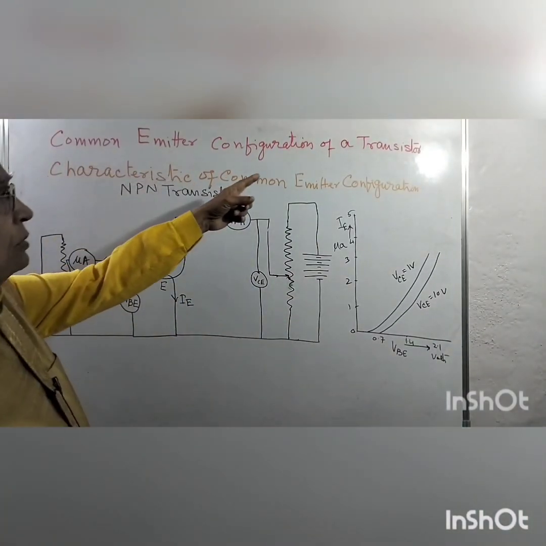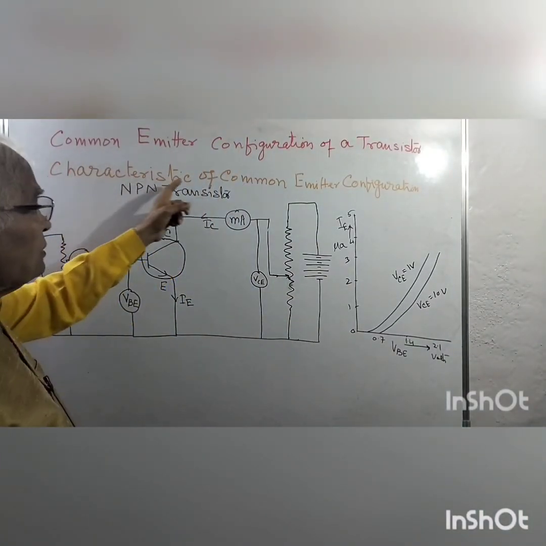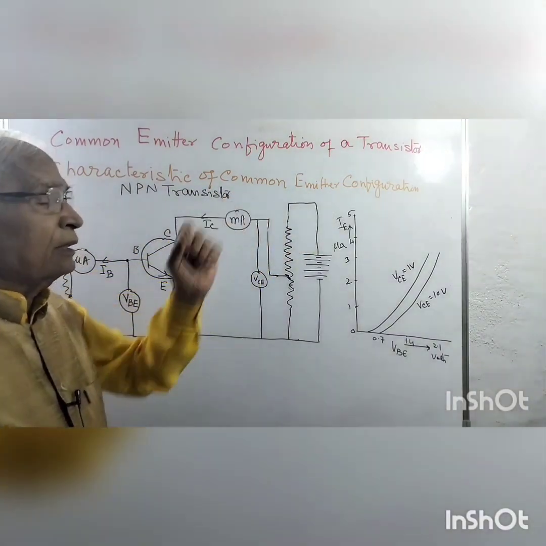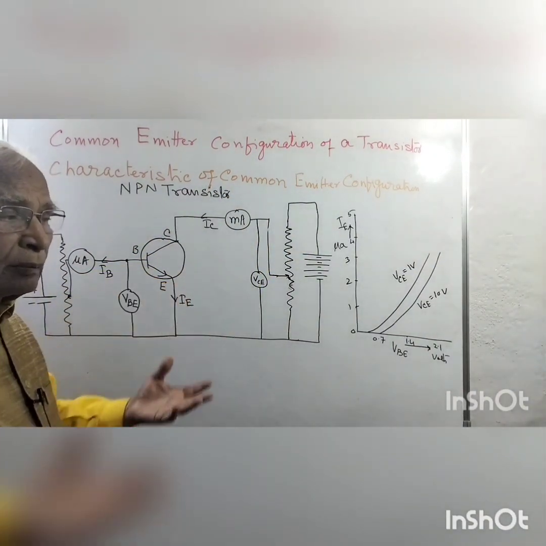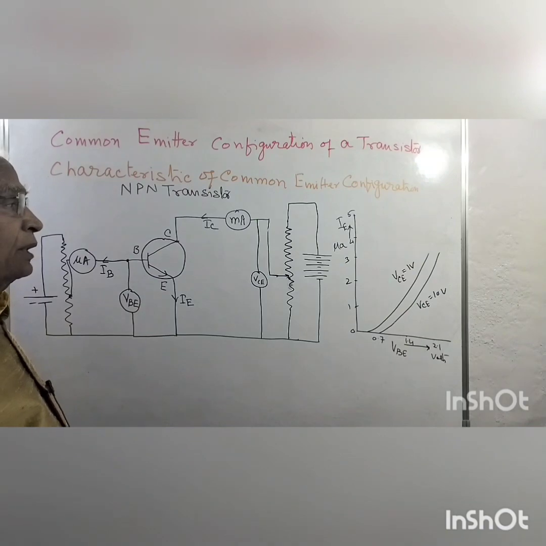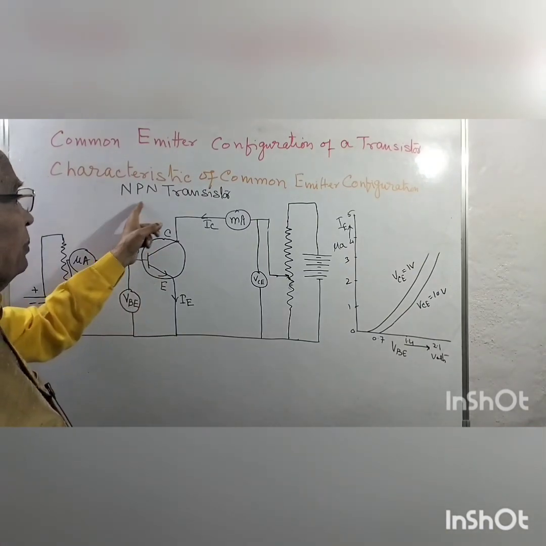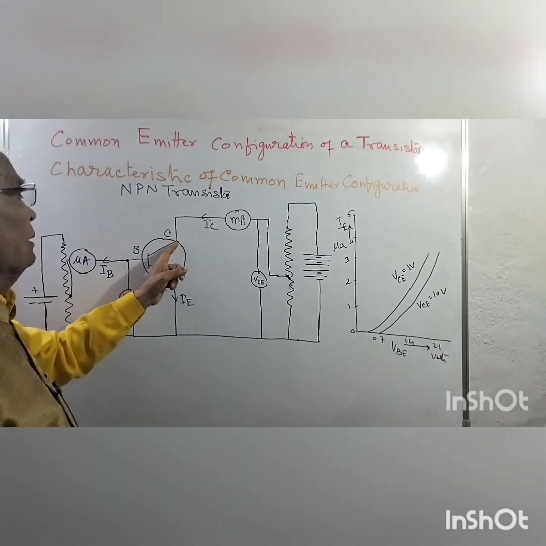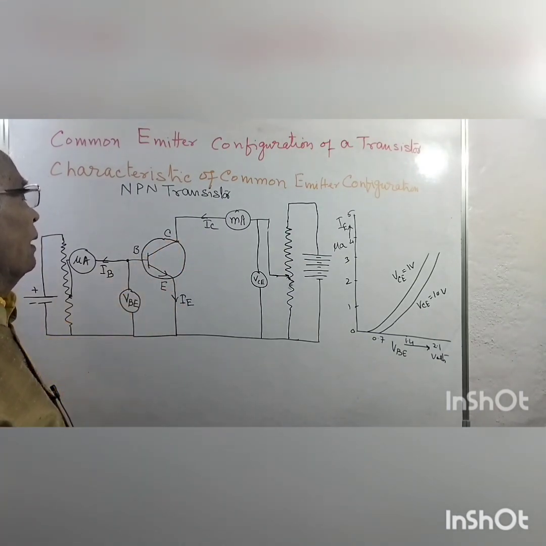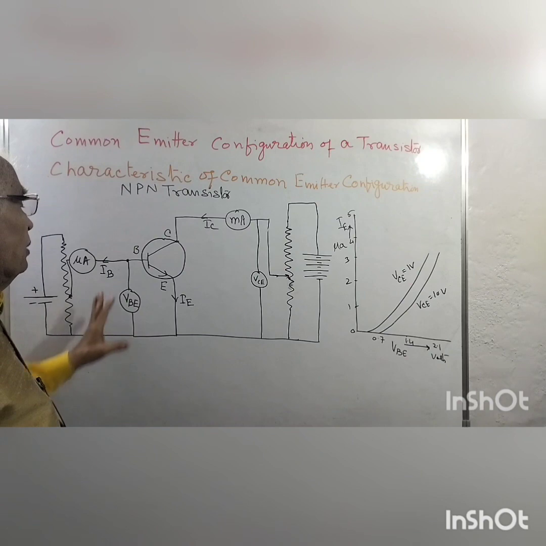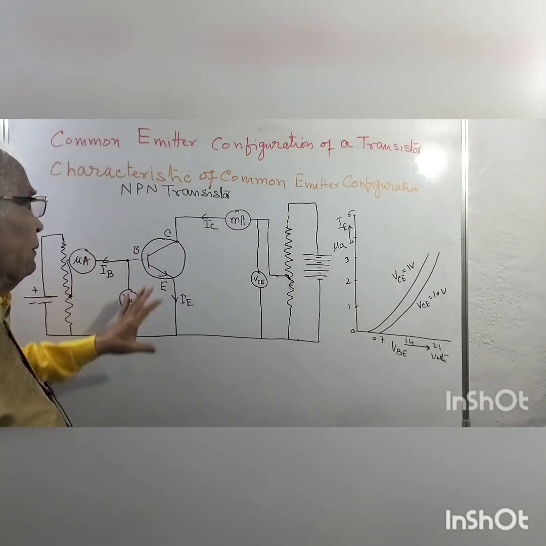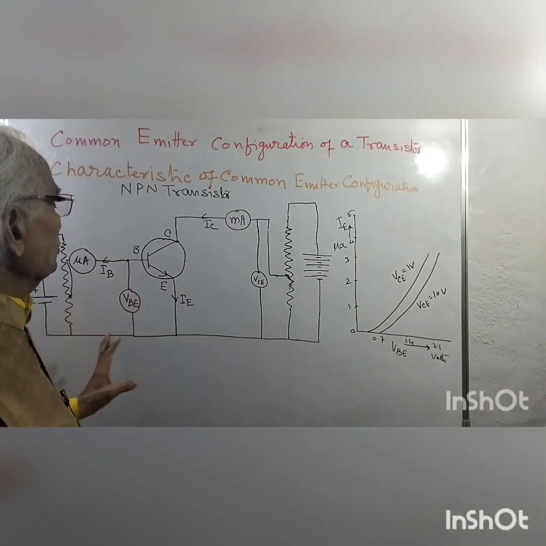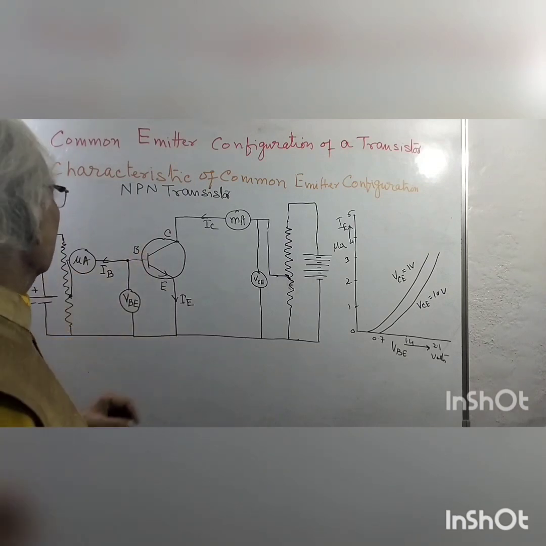Common emitter configuration of a transistor, characteristics of common emitter configuration. We plot some graphs in the common emitter configuration. So this is the NPN transistor, meaning collector, base and emitter: N, P and N. And as per rule, we bias the emitter base junction forward bias, so that the current flows.